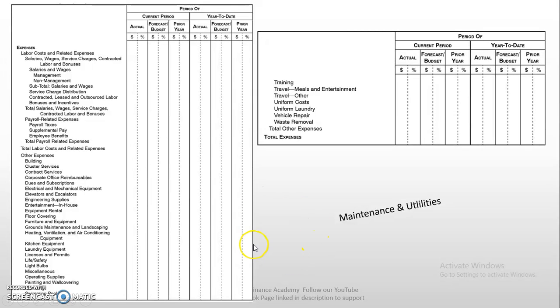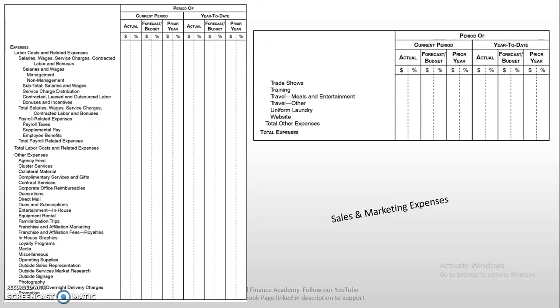Then you have maintenance and utilities, which is again about how we are maintaining the expenses. Maintenance expenses specifically are divided by type of equipment, like electric equipment, elevators, engineering supplies. Then you have equipment rental, floor covering, furniture, kitchen, laundry, licenses, life safety equipment, lights and bulbs, painting and coloring, plumbing, swimming pool equipment. These are just to know and compare the results of actual with the budget and last year, so that we can know in which line of account we are spending over. Then you have sales and marketing last.